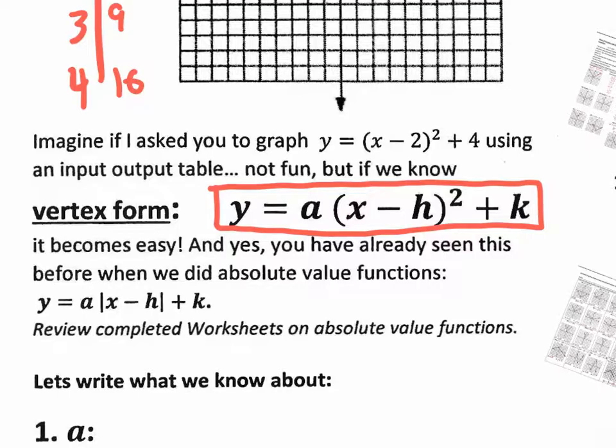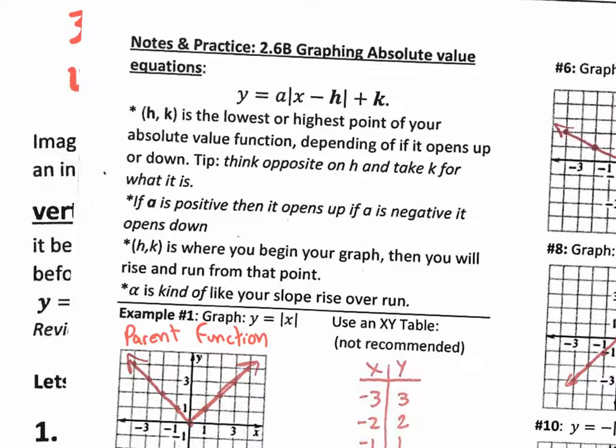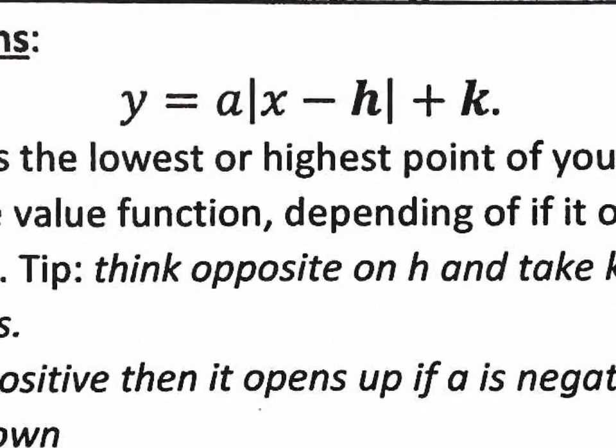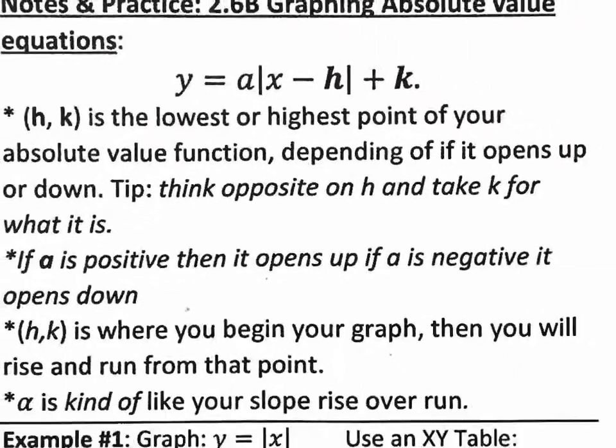But not only that, we also saw it right here on the absolute value functions. It's the same setup. Y equals, A's out in the front, X minus H. Right here we have absolute values, but it's the same thing as the parabolas that have parentheses here. The H is inside with the X. It's always being subtracted from X. You always think opposite on H, and you take K for what it is. Okay? So it's the same exact setup.